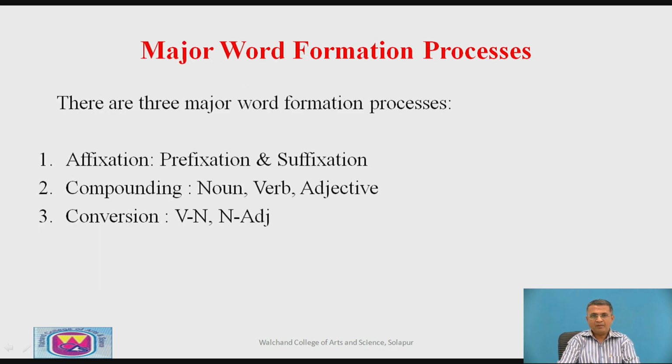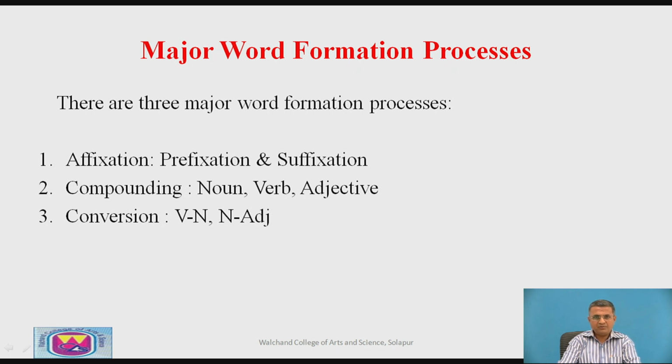Now we come to major word formation processes. There are three major word formation processes. Number one, affixation, and affixation has got two different branches. First is called prefixation, and the second is called suffixation.